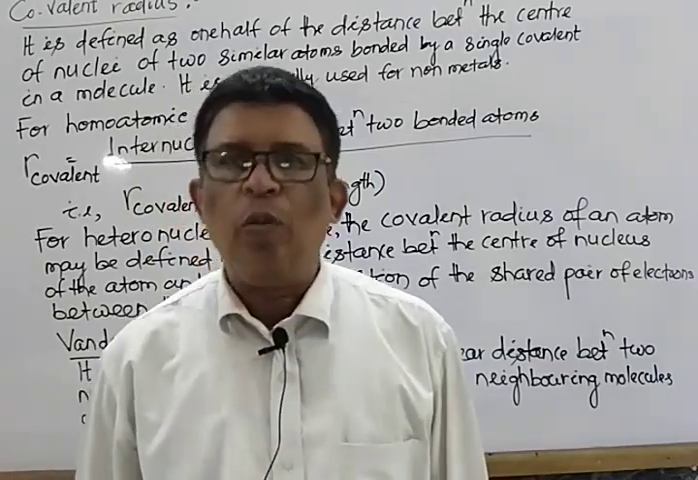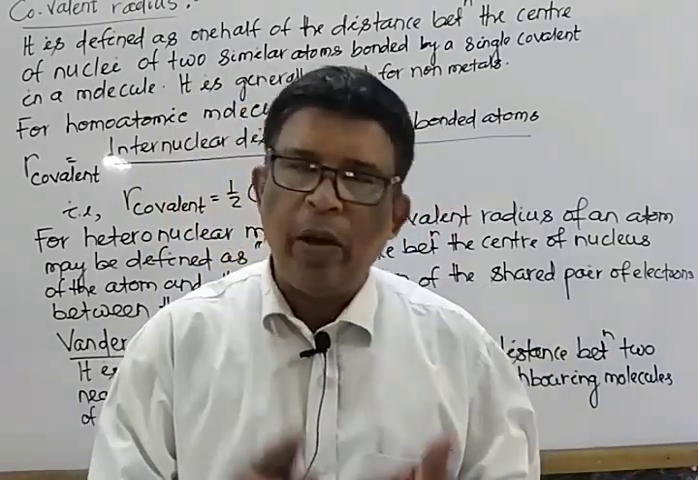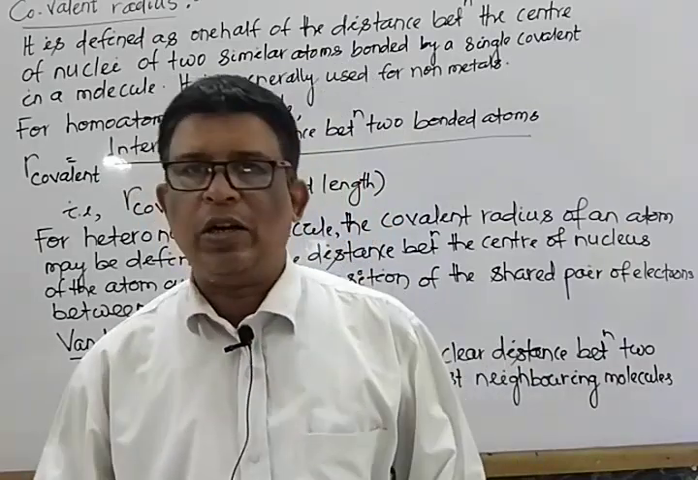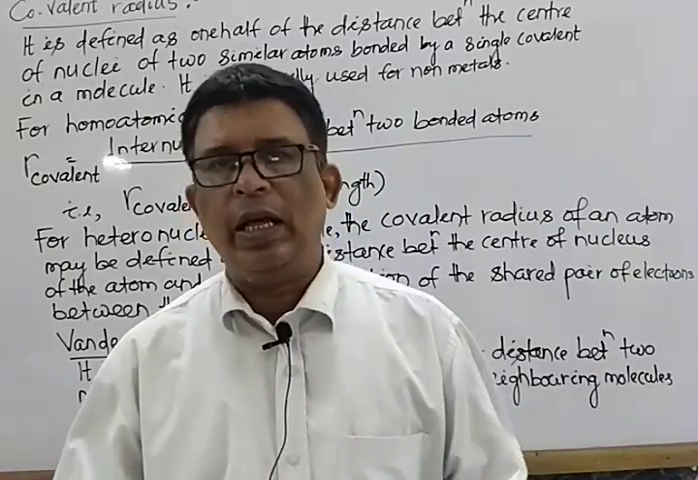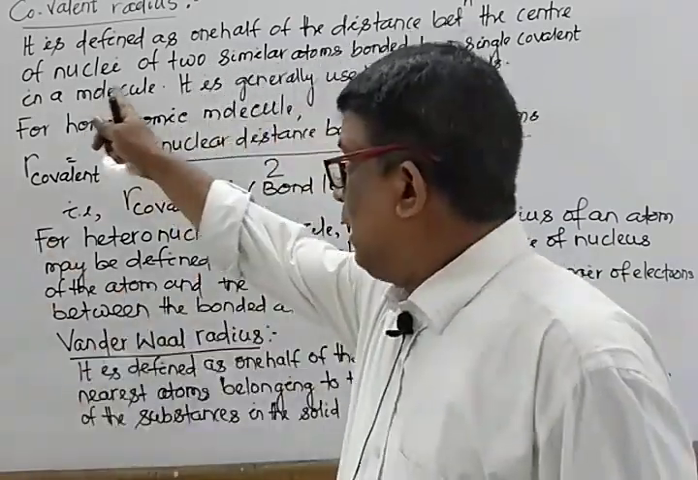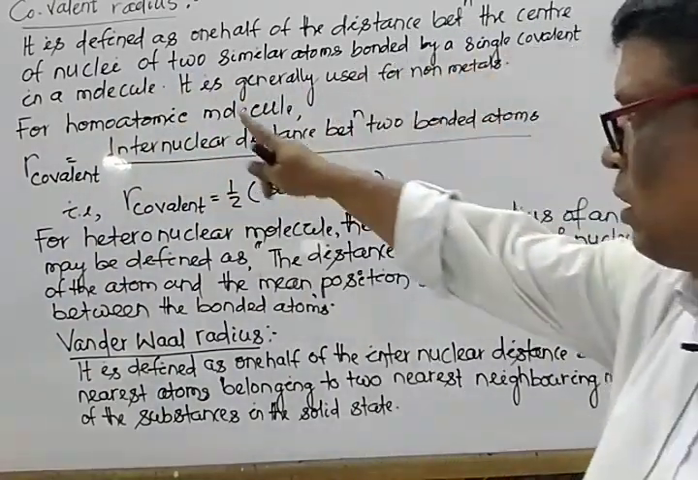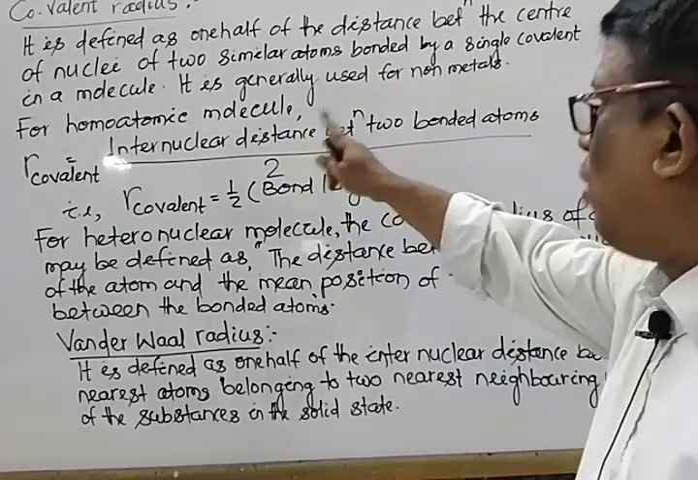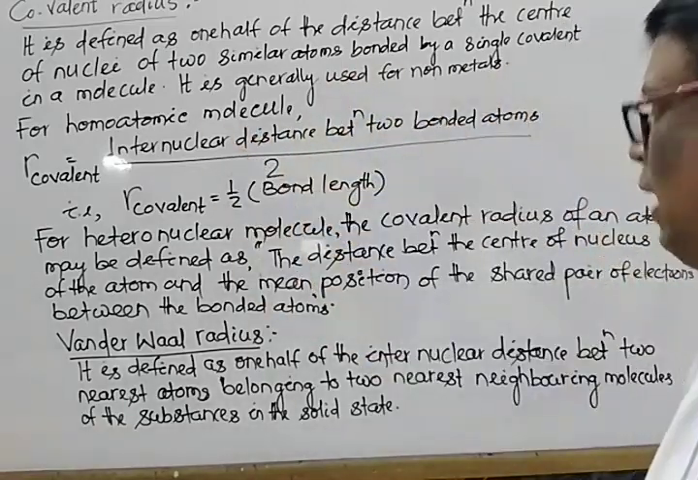Point 1, covalent radius. Again, in a covalently bonded molecule, it may be homoatomic or heteroatomic. For homoatomic, the closest approach is half of the bond length, the internuclear distance. That means, mark that, it is the covalent radius. It is defined as one half of the distance between the centers of the nuclei of two similar atoms bonded by a simple covalent bond in a molecule.